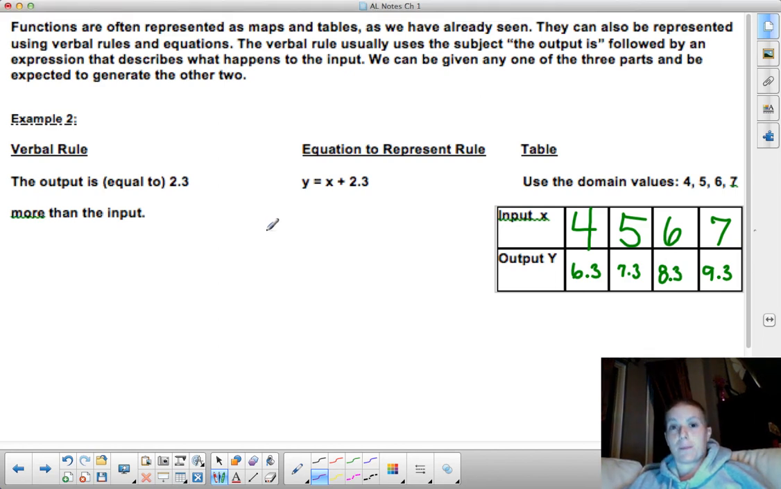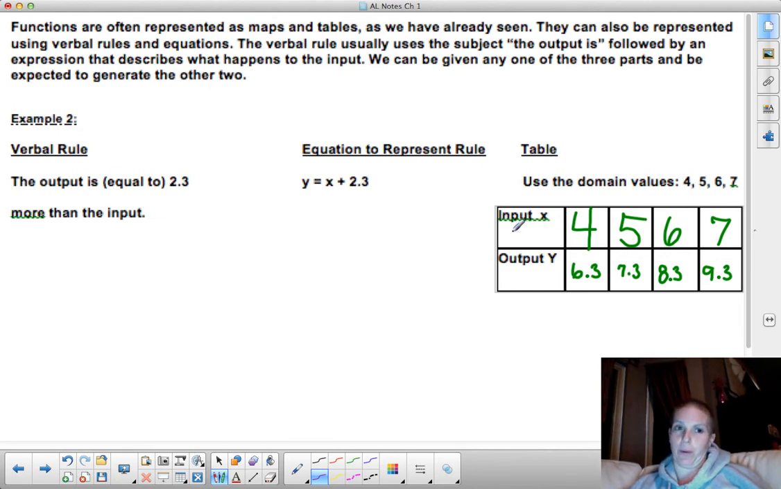So this is the second part of 1.6. We've already seen that functions can be represented as maps and as tables. But now we're going to take a look at what happens when they give us a verbal rule or when they give us an equation and we're required to determine whether or not it's a function.